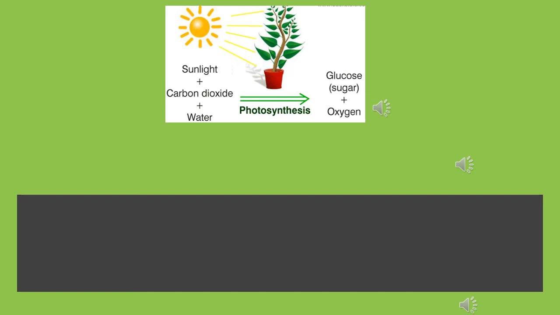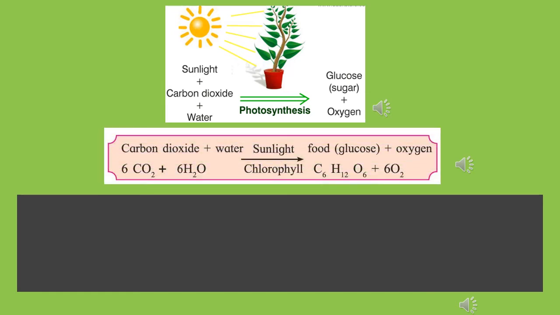So here the raw materials used are sunlight, carbon dioxide and water. And as a result we are getting glucose, which is nothing but a form of sugar, and oxygen. Now if I want to write the same thing in an equation form, how will I write it? Just have a look at the chemical equation which will be shown further. Okay, so look at the reaction given here, the chemical reaction.